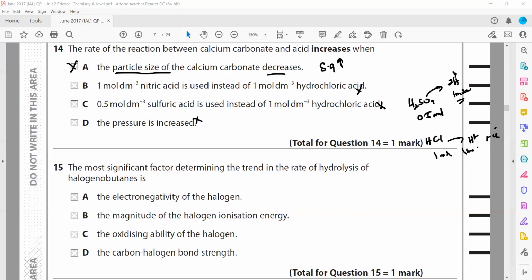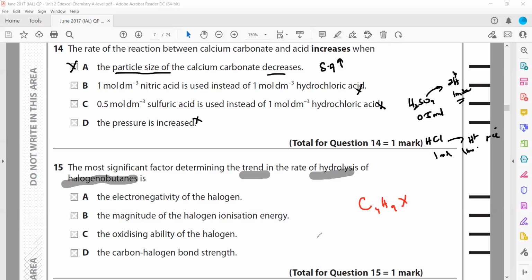Then in question 15, the most significant factor determining the trend in the rate of hydrolysis of halogenobutanes. So like we have halogenobutane, C4H9Br, CnH2n+1. Halogenobutane means any halogen can be attached: chlorine, bromine, or iodine. So on what factor does this rate, the speed, depend?